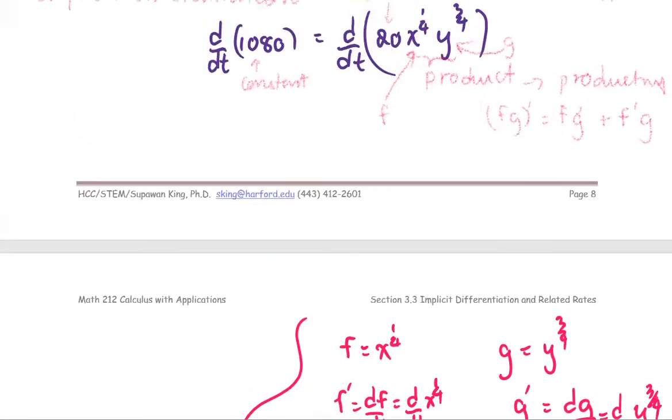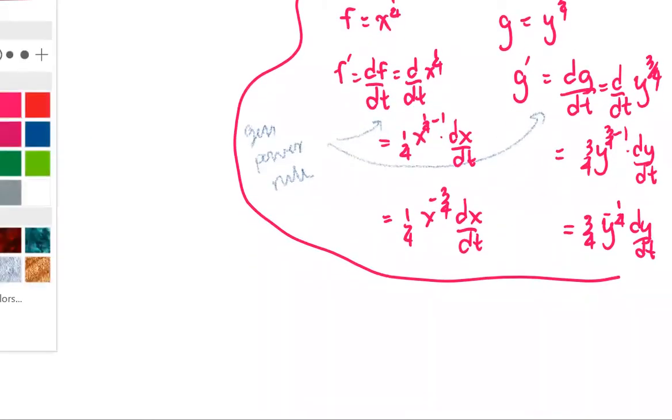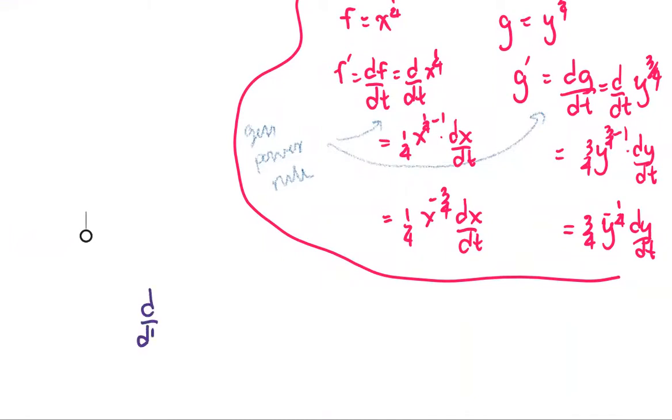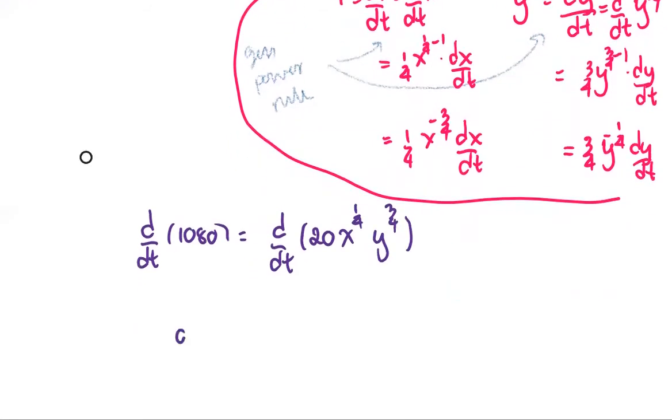Back to the main part of the problem, which we set up: implicit differentiation left and right of the equation. The left-hand side is going to keep a 0 because of the constant. And the right-hand side, since the 20 is the constant multiple or the coefficient, we just write 20 outside. And then inside, we can apply the product rule, which is f times g prime plus f prime times g. So we're going to have the f, which is the first part, and the g is the second part.